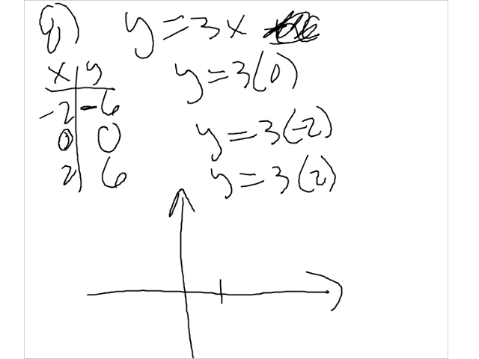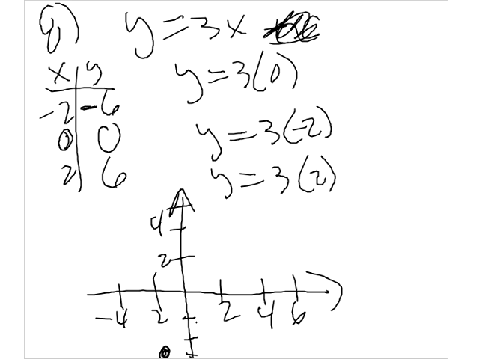By the way, if I want, I can go up by 2's on my graph. So in other words, this would be 2 and 4, and this would be minus 2 and minus 4, etc. So minus 2 and minus 6 would be down here at the bottom. And then 0, 0 would be right here, of course. And then 2, 6 would be up here. Oops, I got a little too high there.